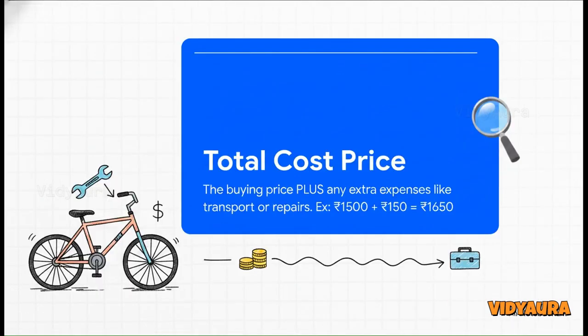Now here's a little catch you've got to watch out for. Sometimes the cost isn't just the price tag. Let's say you buy a used bicycle for 1,500 rupees. But oops, the tire is flat and you spend another 150 rupees on repairs. Your total cost price isn't just 1,500 anymore, it's actually 1,660 rupees. You always have to add in those extra costs like transport or repairs.